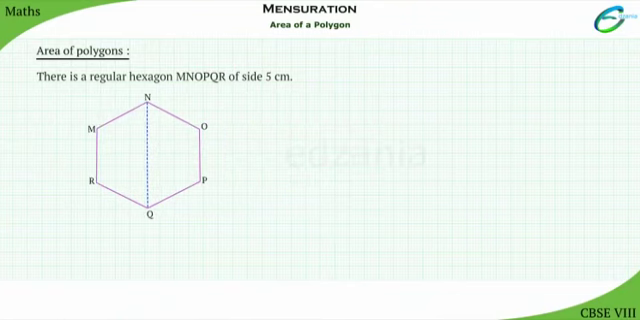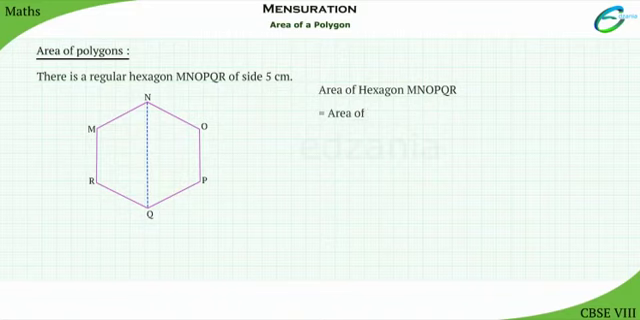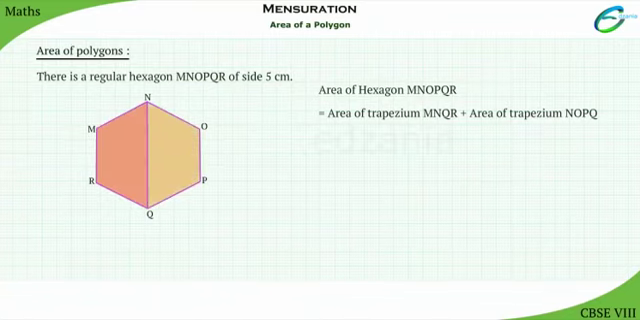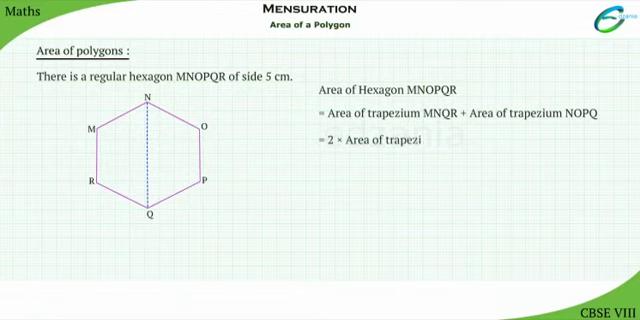In the first case, since it is a regular hexagon, by drawing NQ, we can divide the hexagon into two congruent trapeziums. The area of hexagon MNOPQR is equal to the sum of the areas of trapezium MNQR and trapezium NOPQ. As the two trapeziums MNQR and NOPQ are congruent, their areas are equal. Thus, the area of hexagon MNOPQR is 2 times the area of trapezium MNQR.